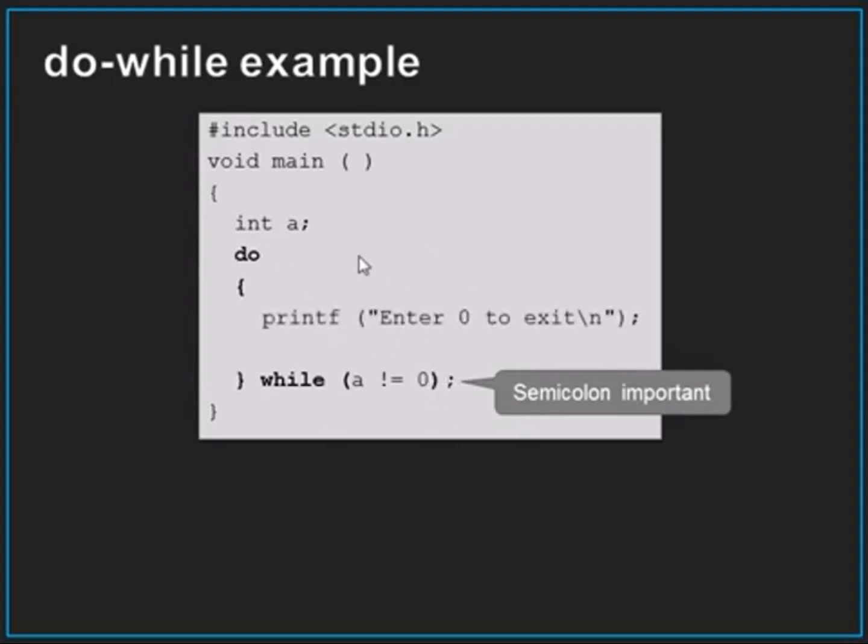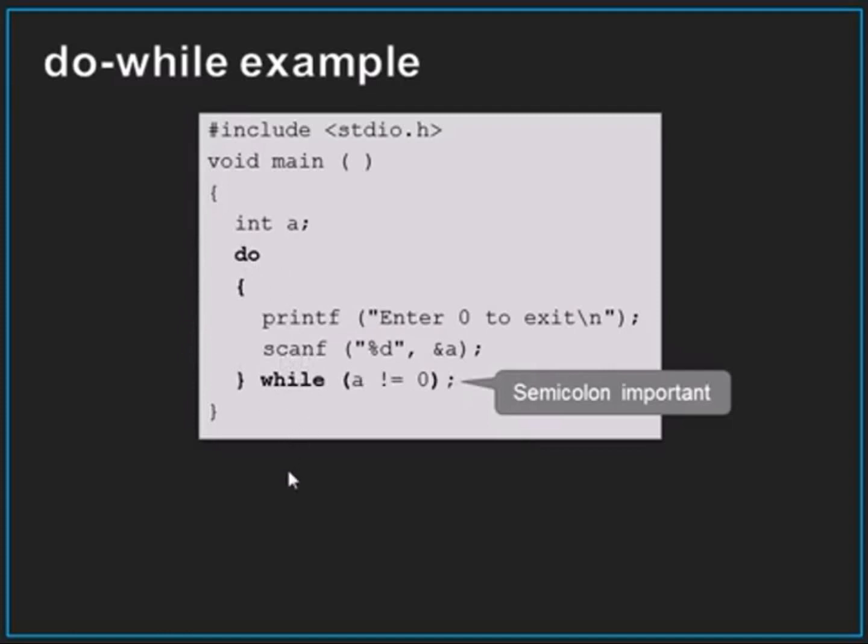So coming back to our program, in this example we ask the user to enter 0 to exit, and scan that input and put it into a. If the user does not enter 0, like if he enters 1, the condition is true. 1 is not equal to 0. So it executes the do block again. So it comes back again.